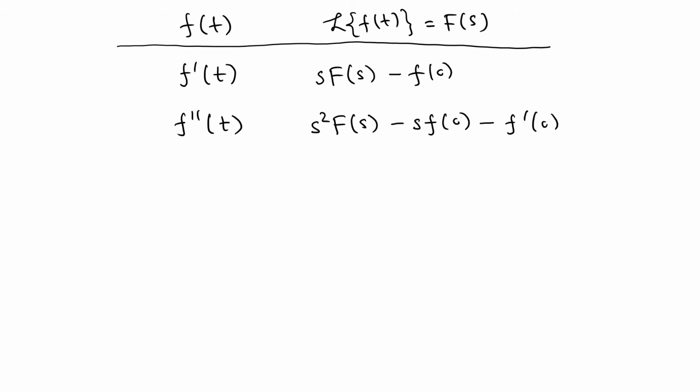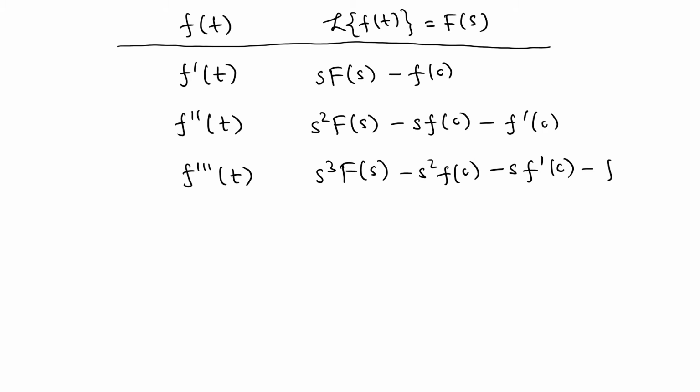So you can see if we start with f(0) and go to f prime, can you guess what the third derivative is going to be? The third derivative is simply s cubed F(s), and then the power goes down, so it becomes s squared f(0), then minus s f prime(0), and one more, minus f double prime(0). So that's what happened. Using the pattern, we can write a formula for the general one.